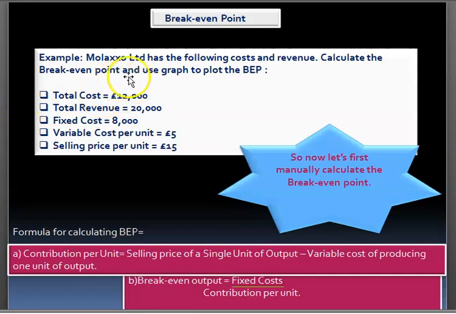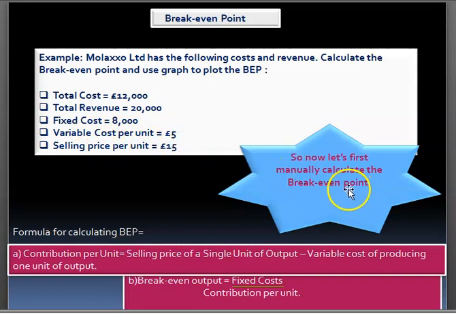For example, Mulaxo Limited has the following cost and revenue. Calculate break-even point and use graph to plot the BEP. All right, so now they are giving you these figures. The total cost is £12,000, revenue is £20,000, fixed cost is £8,000, variable cost per unit is £5, and the selling price per unit is £15.